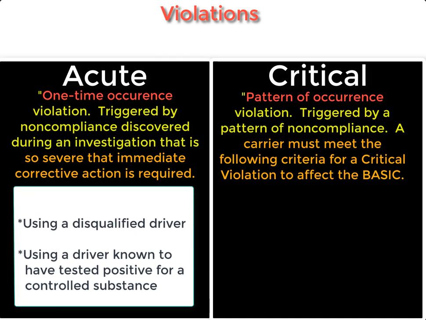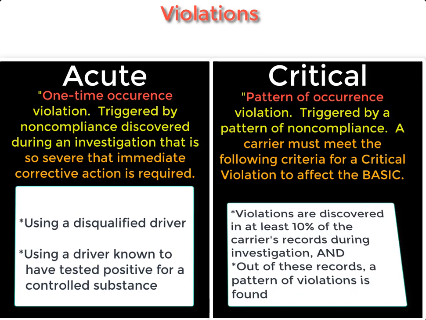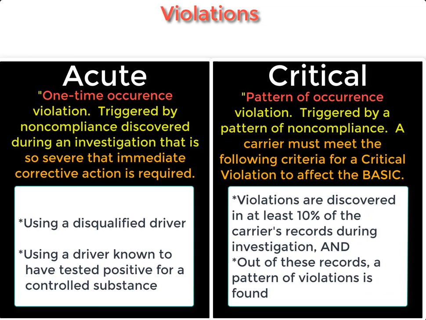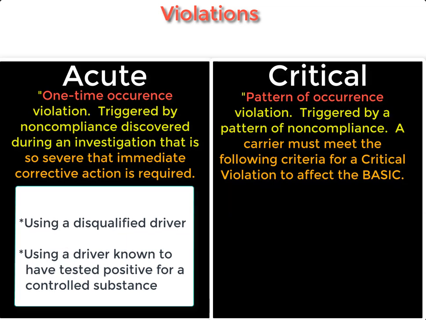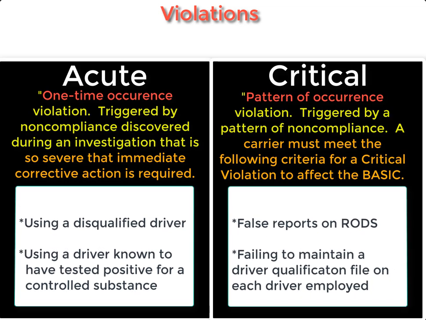A critical violation, also known as a pattern of occurrence violation, is triggered by a pattern of noncompliance related to the carrier's management or operational controls that is found during an investigation. A carrier must meet the following criteria for a critical violation to affect the basic prioritization status. Violations are discovered in at least 10% of the carrier's records checked during an investigation, and out of these records, a pattern of violations, i.e. more than one occurrence, is found. Examples of critical violations are false reports on the record of duty status and failing to maintain a driver disqualification file on each driver employed. A complete list of acute and critical violations can be found in Appendix A.